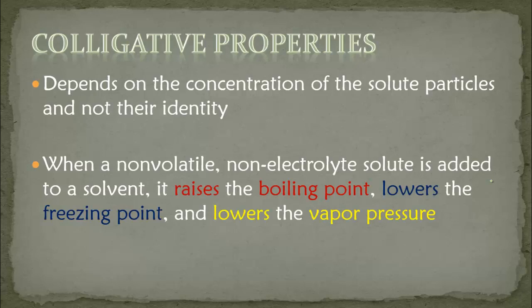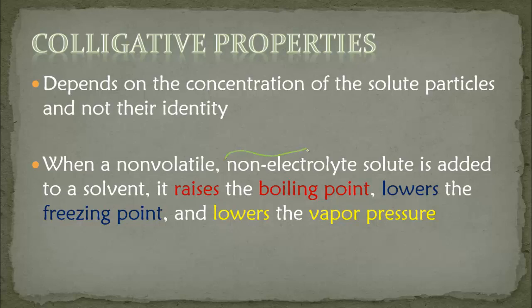So when a non-volatile, non-electrolyte solute is added to a solvent, it's going to raise the boiling point, lower the freezing point, and it's going to lower the vapor pressure. So what do we mean by non-volatile, non-electrolyte?